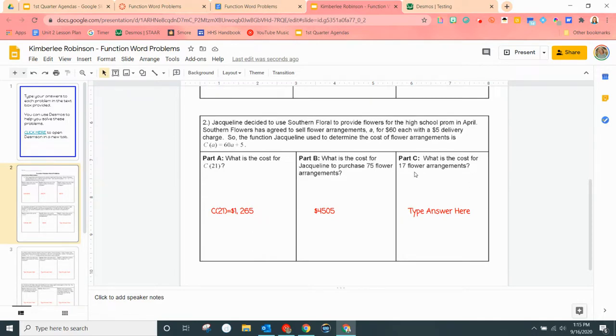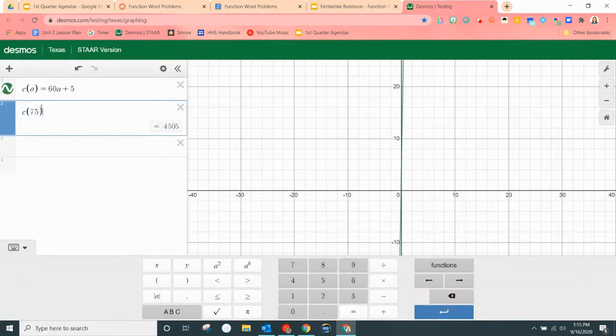What is the cost for 17 flower arrangements? So again, they're still giving me inputs. I just need to swap out my numbers here. So if she buys 17, well, it's $1,025.